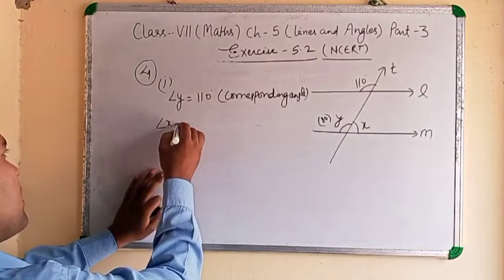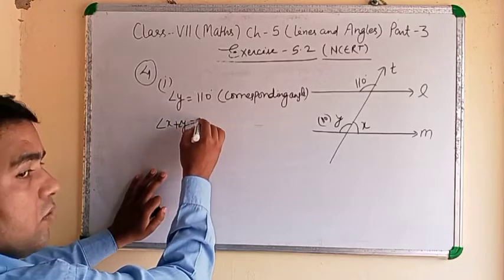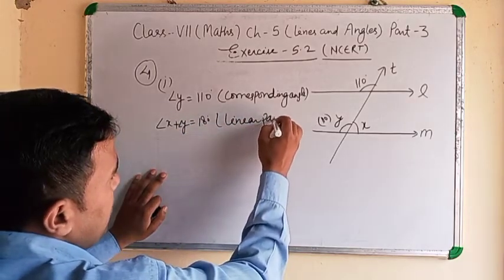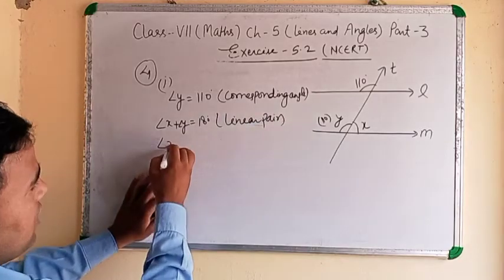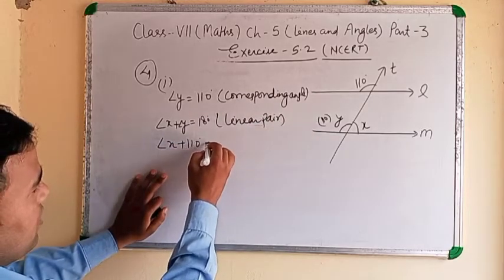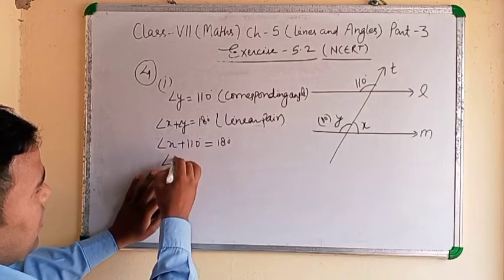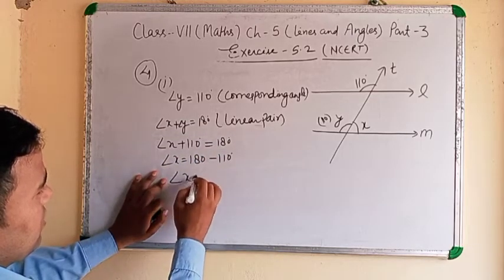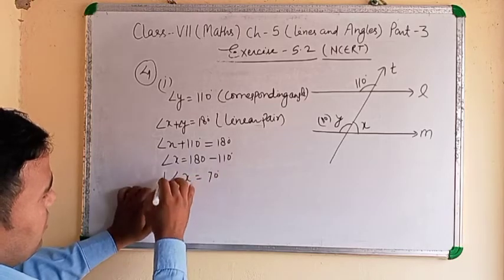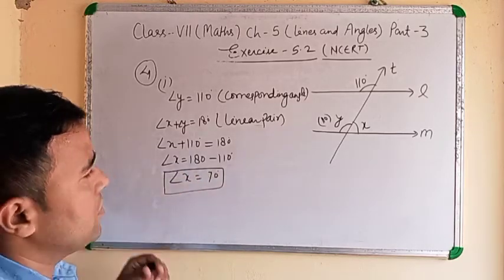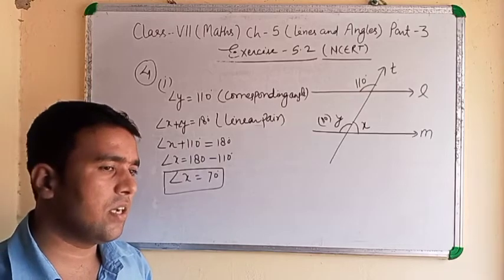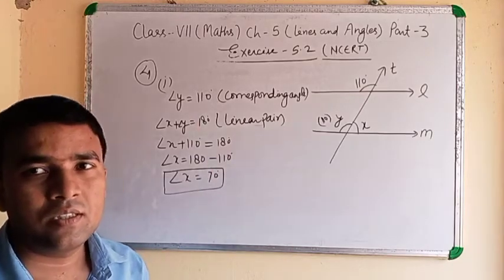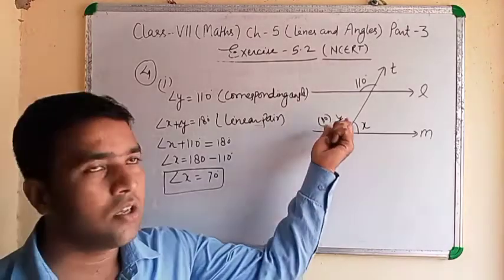We know that angle x plus angle Y equal to 180 by linear pair. Clear? Then angle x plus 110 equal to 180 degree. Then angle x equal to 180 minus 110, x equal to 70 degree. Means angle x 70, angle y 110.